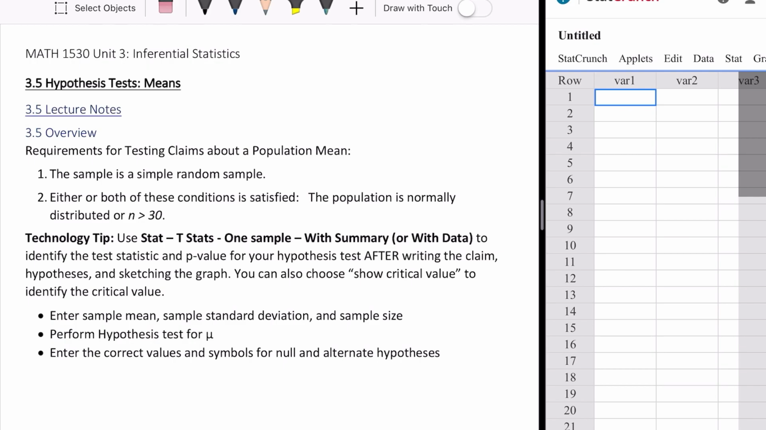Let's do that. We're going to do hypothesis tests on means, aren't we? Right, means. Where we're testing a claim about mu, a population mean. Okay.